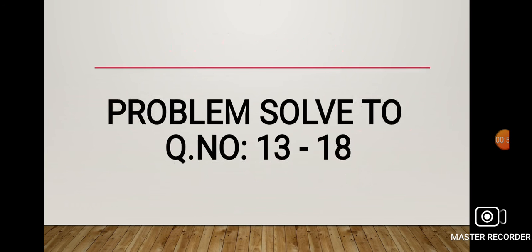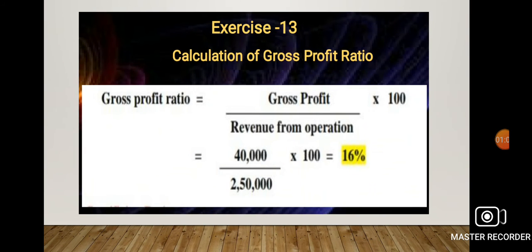First, you can see the problems solved, question numbers 13 to 18. So come to question number 13. I will read the question. Calculate gross profit ratio from the following: revenue from operations rupees 2,50,000, cost of revenue from operations rupees 2,10,000, and purchases rupees 1,80,000. The question is to find out the gross profit ratio.